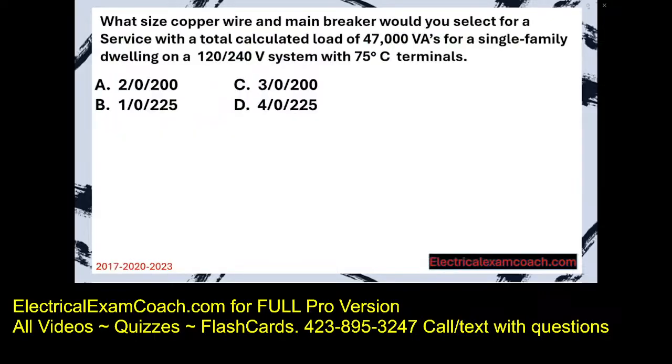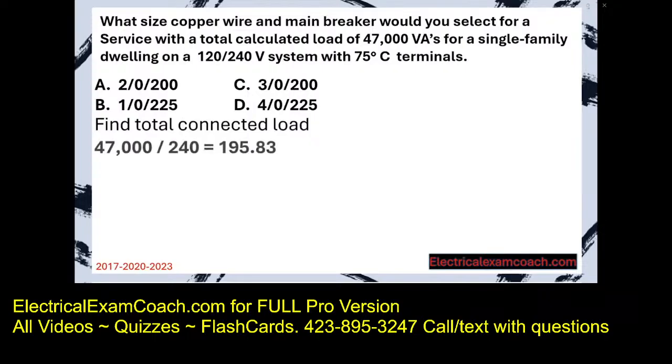What size copper wire and main breaker would you select for a service with a total calculated load of 47,000 VAs for a single family dwelling on a 120/240 volt system with 75 degree C terminals? Step 1, we're going to find our total connected load. In this case, they've given it to us, but we have to divide to get our amperage. When we do, now we can check for demand factors. And in this case, we do have a demand factor.